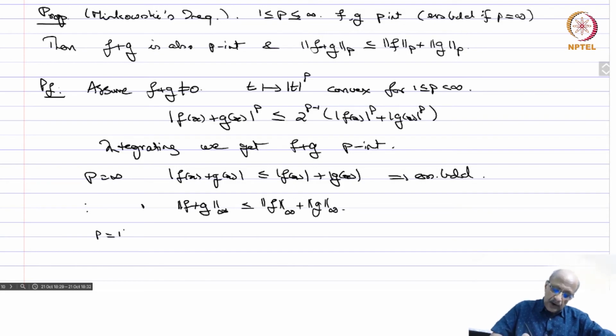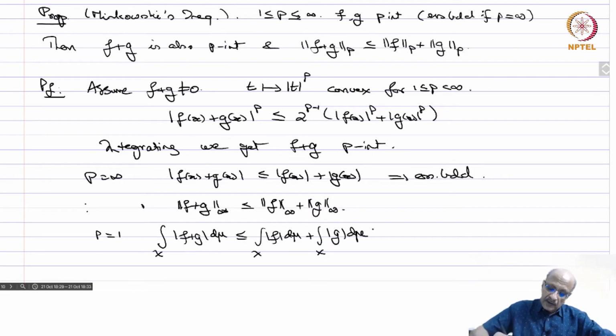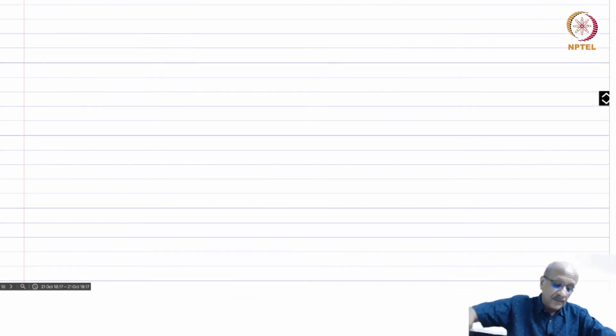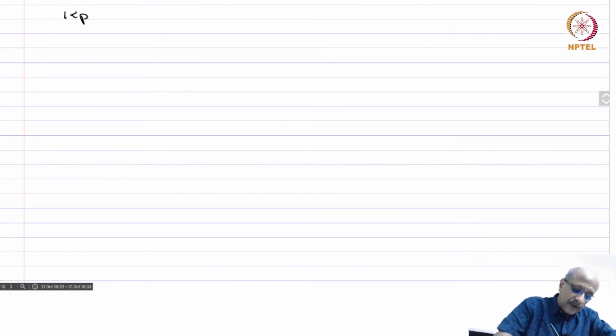And if p equals 1, the same thing tells the integral of mod f plus g d mu over x is less than or equal to integral mod f d mu over x plus integral mod g d mu over x, that is norm f plus g1 is less than or equal to norm f1 plus norm g1. So all that is fine. So we now only have to look at the case 1 less than p less than infinity. So we now assume that 1 less than p less than infinity.